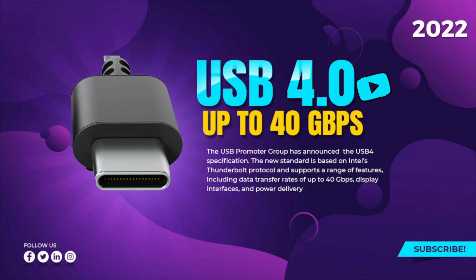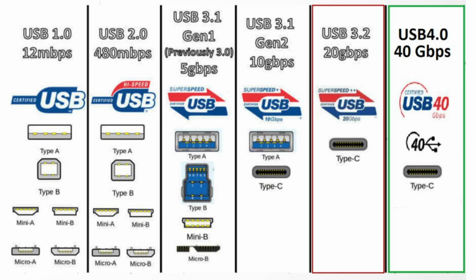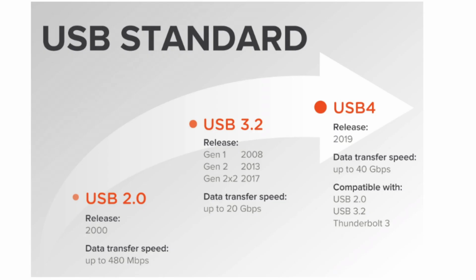USB 4.0. The USB Promoter Group has announced the USB 4 specification. The new standard is based on Intel's Thunderbolt protocol and supports a range of features, including data transfer rates of up to 40 gigabits per second, display interfaces, and power delivery. The detailed USB 4 specification will be published in the middle of 2019.